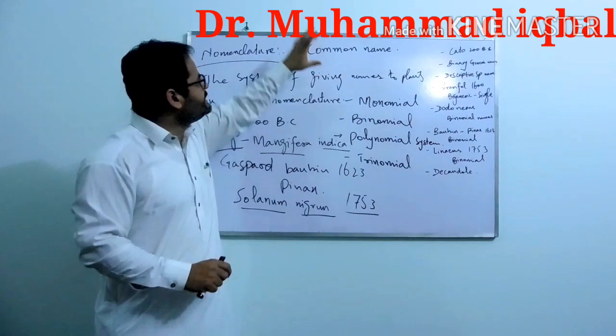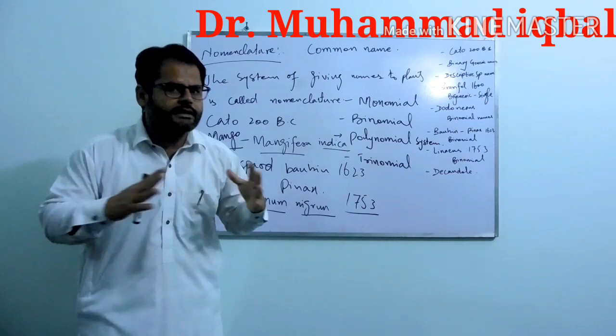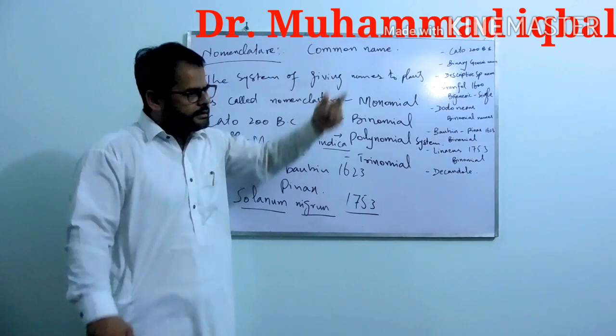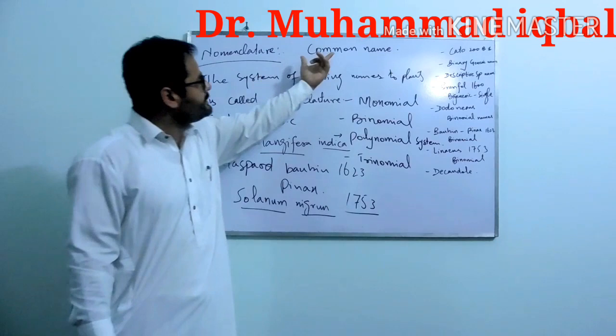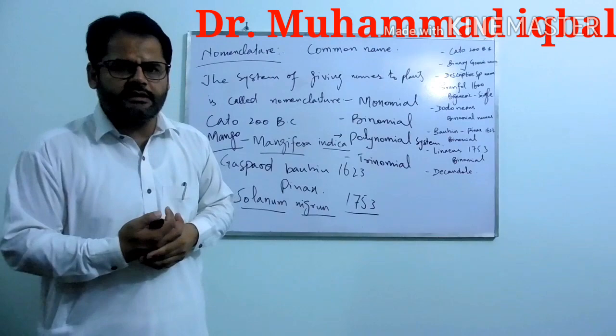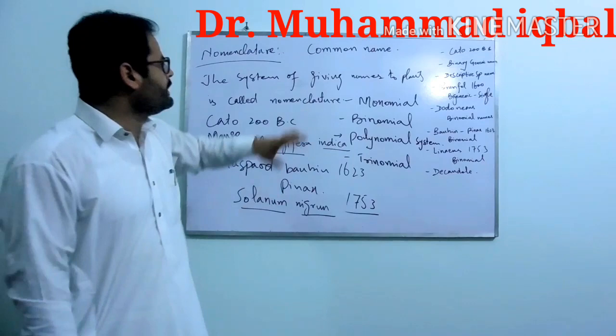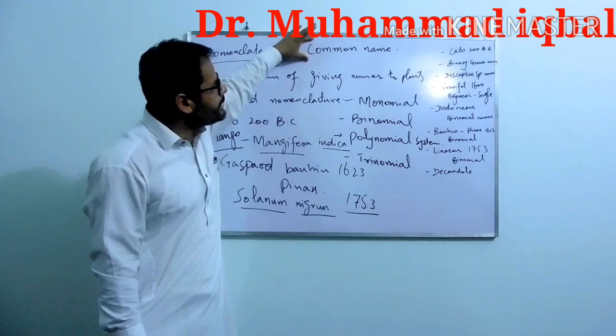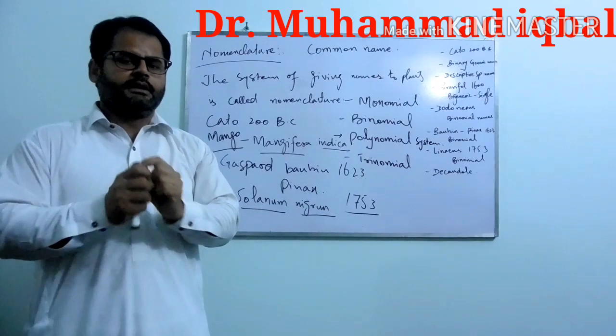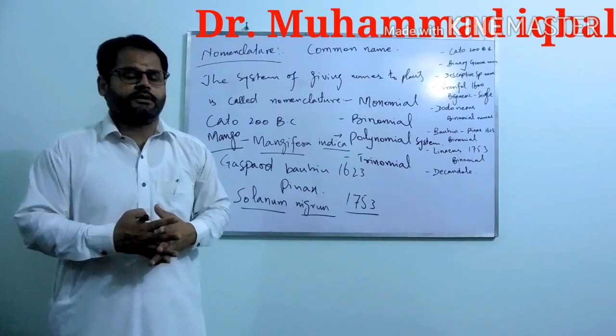So these names are used by every individual living in a particular geographic region. This concept is as old as human civilization, or human history itself. These names are not official names; they are unofficial names. The scope of the common name is limited to a certain region only. It is limited to a certain group of human beings, to certain particular societies.